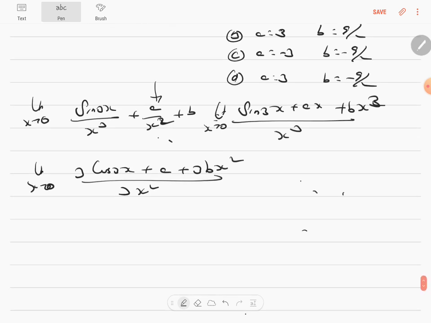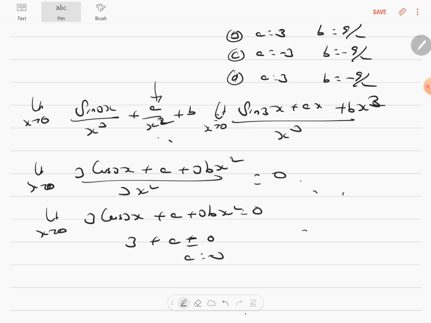Now is it possible for us to split it? No. But this limit itself is 0. That's the best advantage. So when you differentiate it, that itself should be 0. So therefore the numerator can be equated to 0: 3 cos 3x plus a plus 3bx square is equal to 0, with x tending to 0. So cos 0 itself is 1. So 3 plus a plus 0 is equal to 0. So a is equal to minus 3.